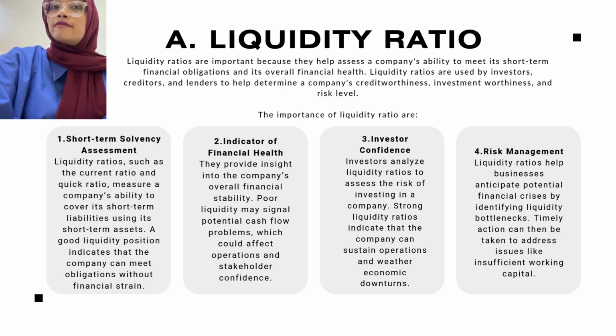The third one is investor confidence. Investors analyze liquidity ratios to assess the risk of investing in a company. Strong liquidity ratios indicate that the company can sustain operation and weather economic downturns. The last one is risk management. Liquidity ratios help businesses anticipate potential financial crises by identifying liquidity bottlenecks. Timely action can then be taken to address issues like insufficient working capital.